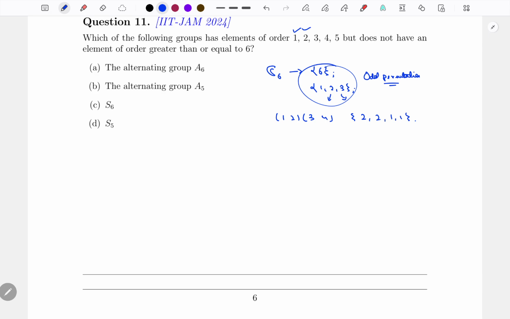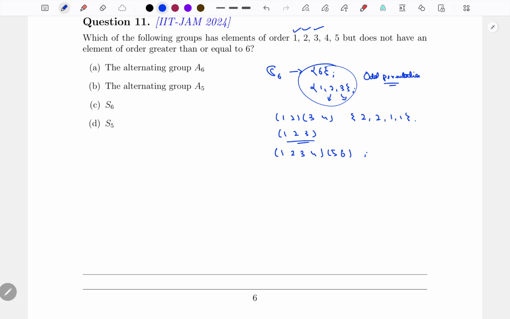What about 3? A 3 cycle is an even permutation, so this will come out to be an even permutation. So 3 also works. What about 4? A 4 cycle, 1, 2, 3 and 4, is an odd permutation. But if you add a transposition 5 6, this will give you an even number of transpositions. So it will become an even permutation. So it's in A6.